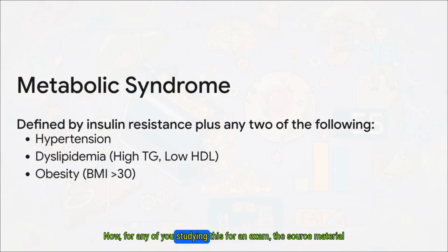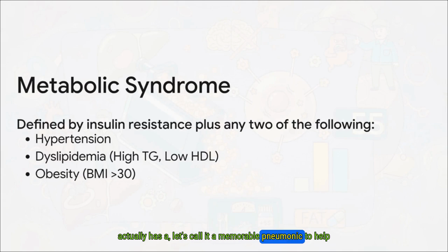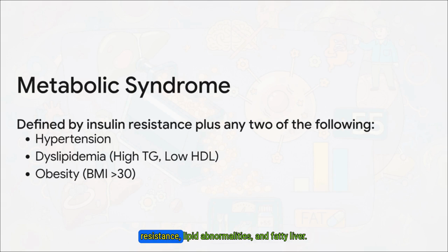Now, for any of you studying this for an exam, the source material actually has, let's call it, a memorable mnemonic to help you remember these key consequences. It uses the acronym DILF, which stands for diabetes, insulin resistance, lipid abnormalities, and fatty liver. Look, it's a bit informal for sure, but it's a quick way to lock in that major metabolic fallout.